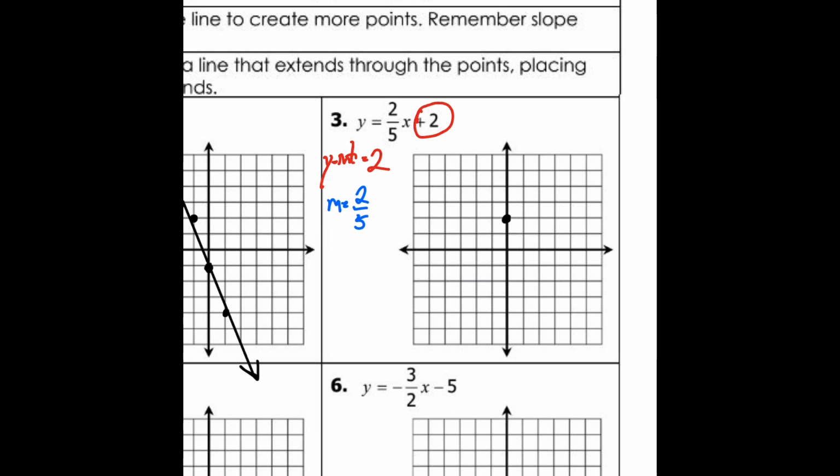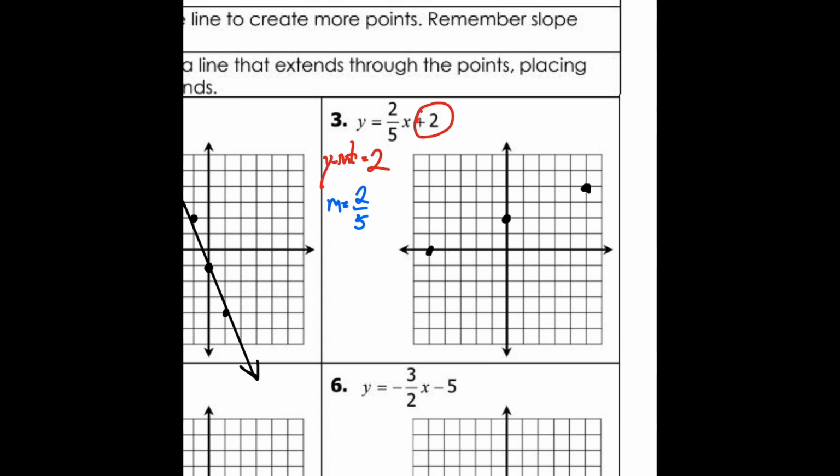Now I'm going to go up 2 and over 5. Reminder, we want our graph to be going uphill. So that means I need to go up and to the right or down and to the left in order to make this line go uphill because it's a positive slope. So let's start. We're going to go up 2, 1, 2, and 5 to the right. 1, 2, 3, 4, 5, and put our point. And then we'll go down 2, 1, 2, and 5 to the left. 1, 2, 3, 4, 5.